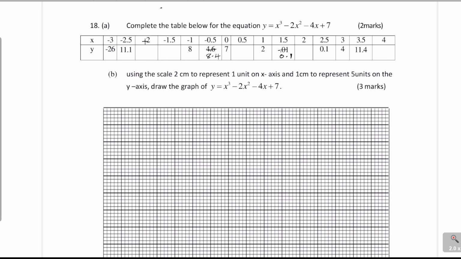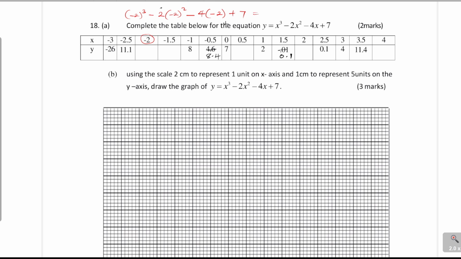For example, I will use the first one. When x is negative 2, how do you get the value of y? Just substitute x with negative 2 in this function. So x cubed will be negative 2 cubed. Then subtract 2x squared. Remember, x is negative 2, so that will be negative 2 squared. Subtract 4x, with x negative 2, and then plus 7.